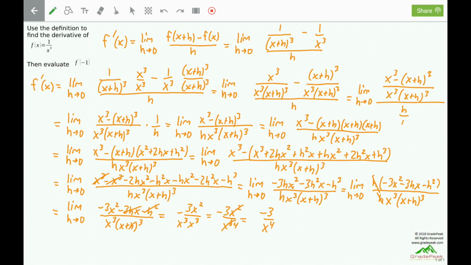The last thing to do is evaluate f prime of negative 1. So now we're going to plug a negative 1 in for the x. So we'll have negative 3 divided by negative 1 to the 4th power, which will give us negative 3 over negative 1 times negative 1 is positive 1, times another negative 1 is negative 1, times 1 more negative 1 goes back to positive 1, so that'll be over a positive 1. Anything over 1 is itself, and we end up with negative 3.